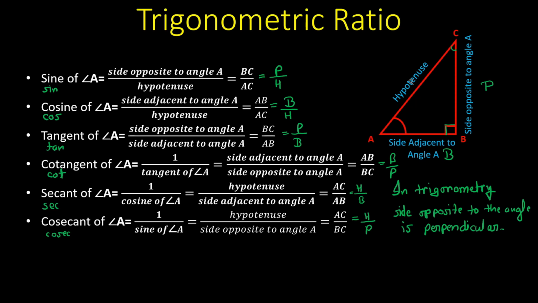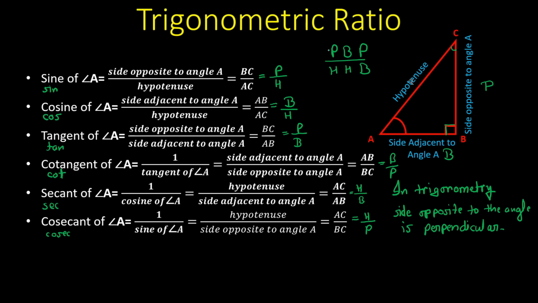Now you have to remember a basic trick. I am going to tell you that you have to remember P B P upon H H B. If you don't remember all these things, just remember PBP upon HHB. This will help you to find all trigonometric ratios.